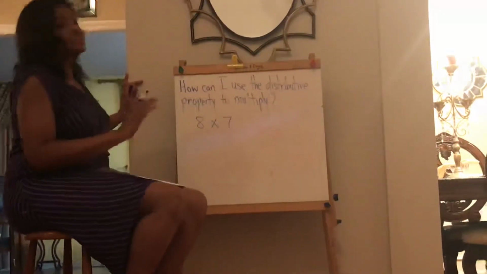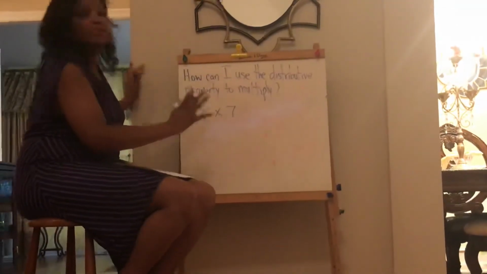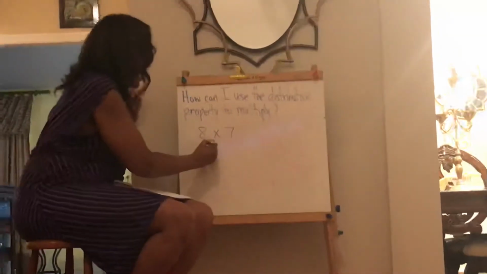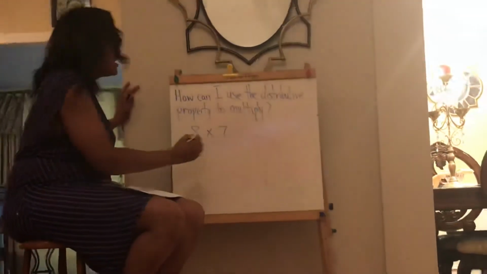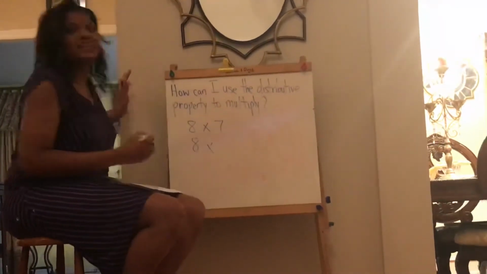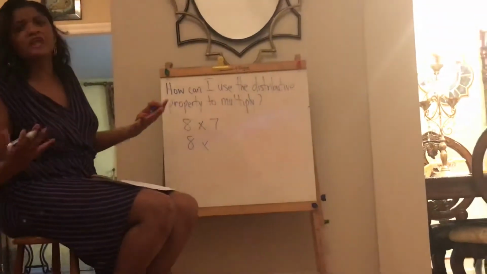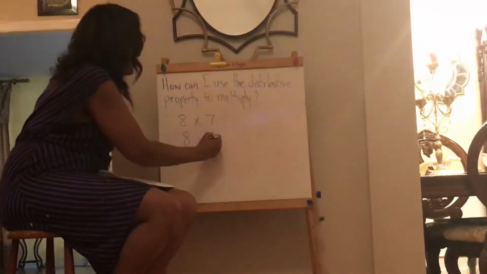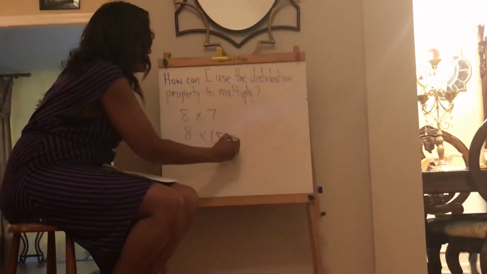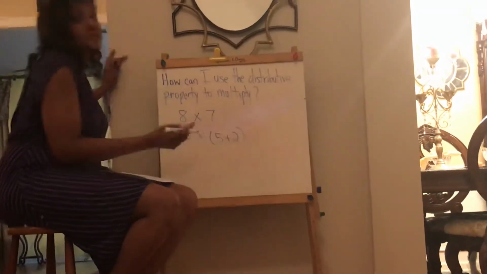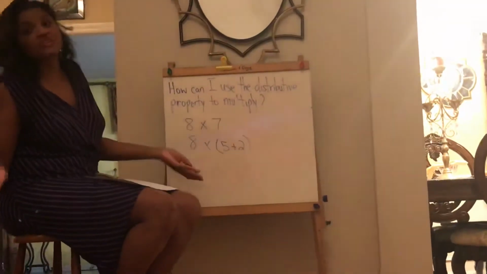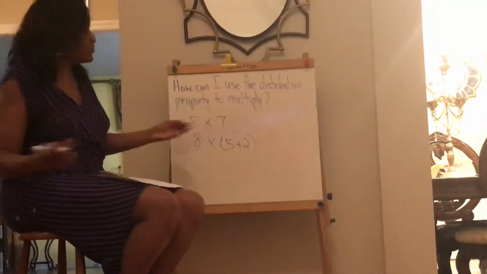With the distributive property, what you will do is leave one of the factors the same. So I will leave 8 just the way it is, but I will break 7 into some easier numbers that I do know. So 7 can be broken up into 5 plus 2, which will be much easier because most kids know their 5 times table and their 2 times table.